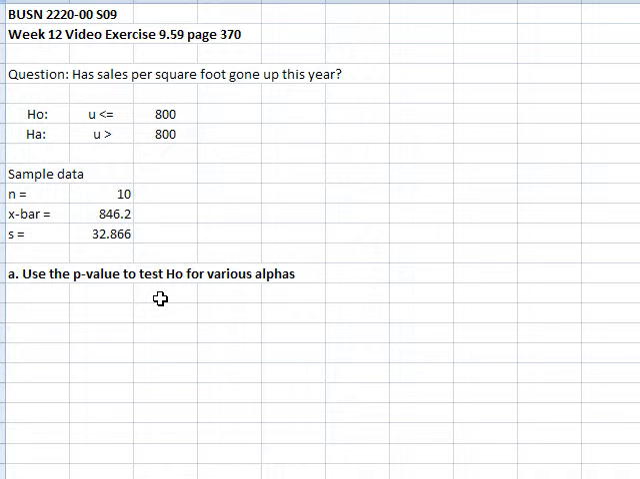Let's calculate a p-value associated with our test statistic. And then all we have to do is compare that to 0.1, 0.05, and 0.01. So we need a handy-dandy formula. I just happen to have one lurking around here. Let me pull it out.